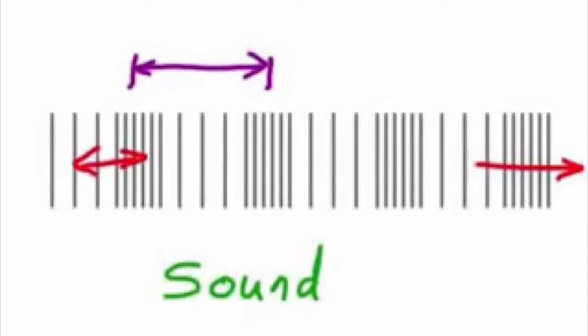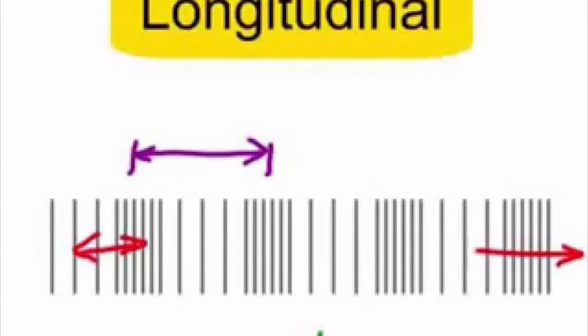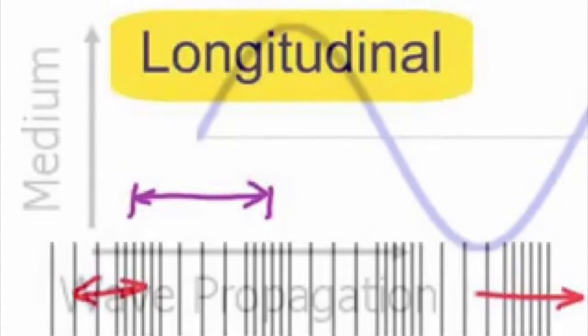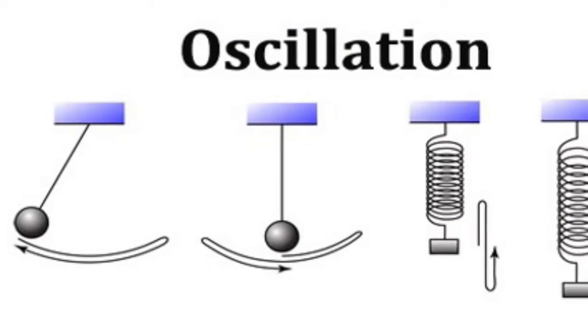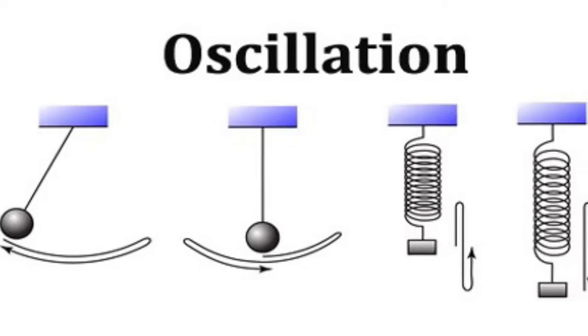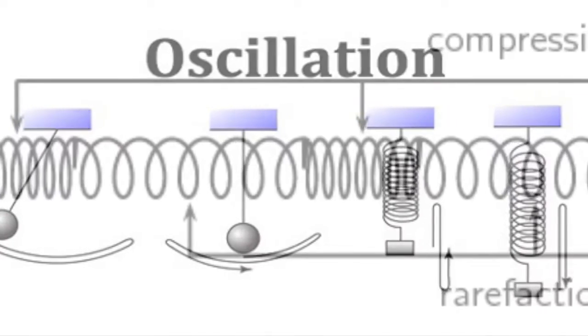A longitudinal wave is a wave that oscillates back and forth on an axis that is the same as the axis along which the wave travels. A medium is a substance that carries a wave from one location to another. And finally, an oscillation is a periodic motion that repeats itself in a regular cycle.